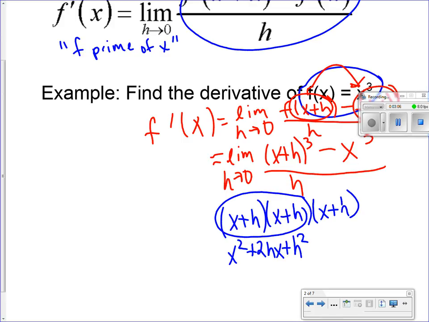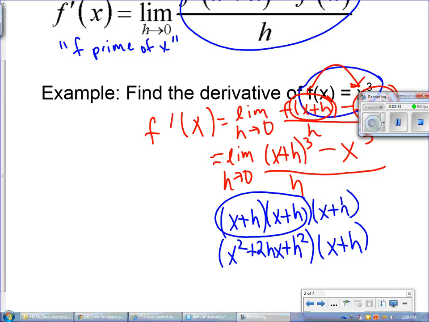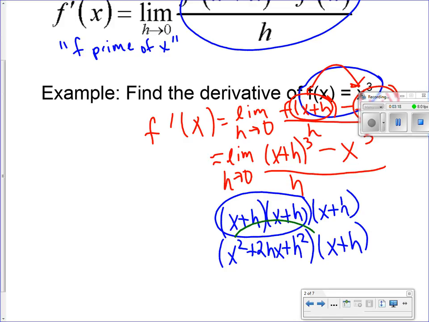So those are the first two. Then I'm going to multiply that by x plus h. So again, you can distribute or box, whatever makes sense to you. So x squared times x is x cubed. 2hx times x is 2hx squared. And then h squared times x is just h squared x.